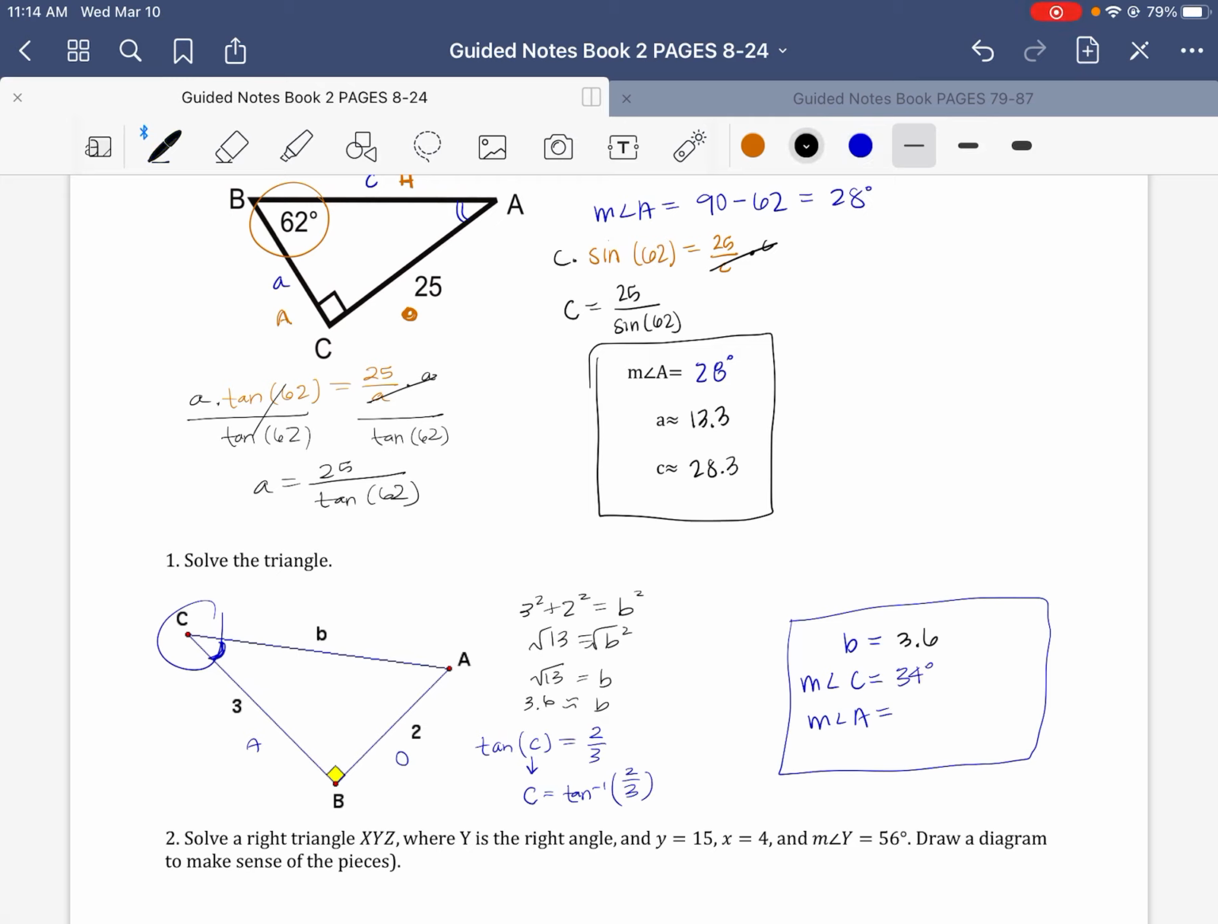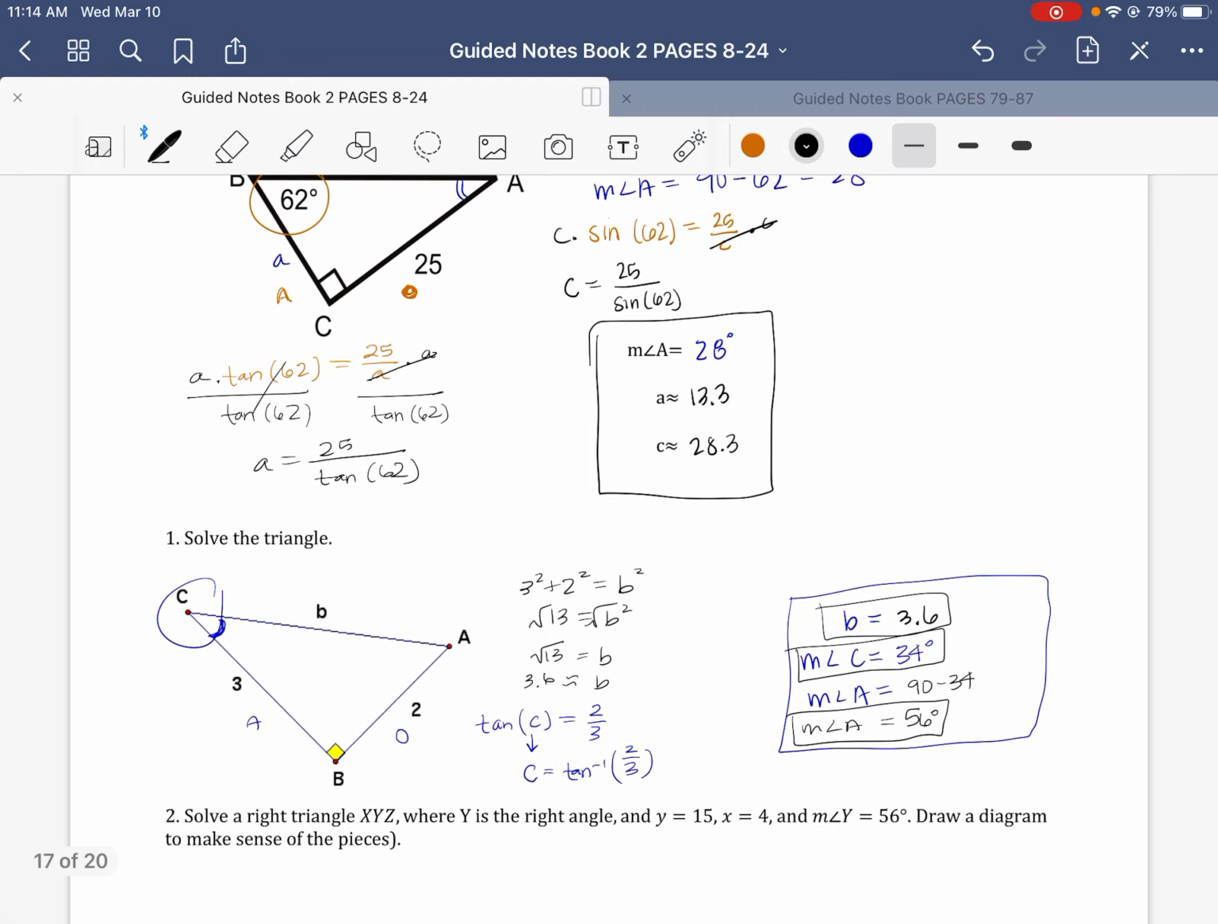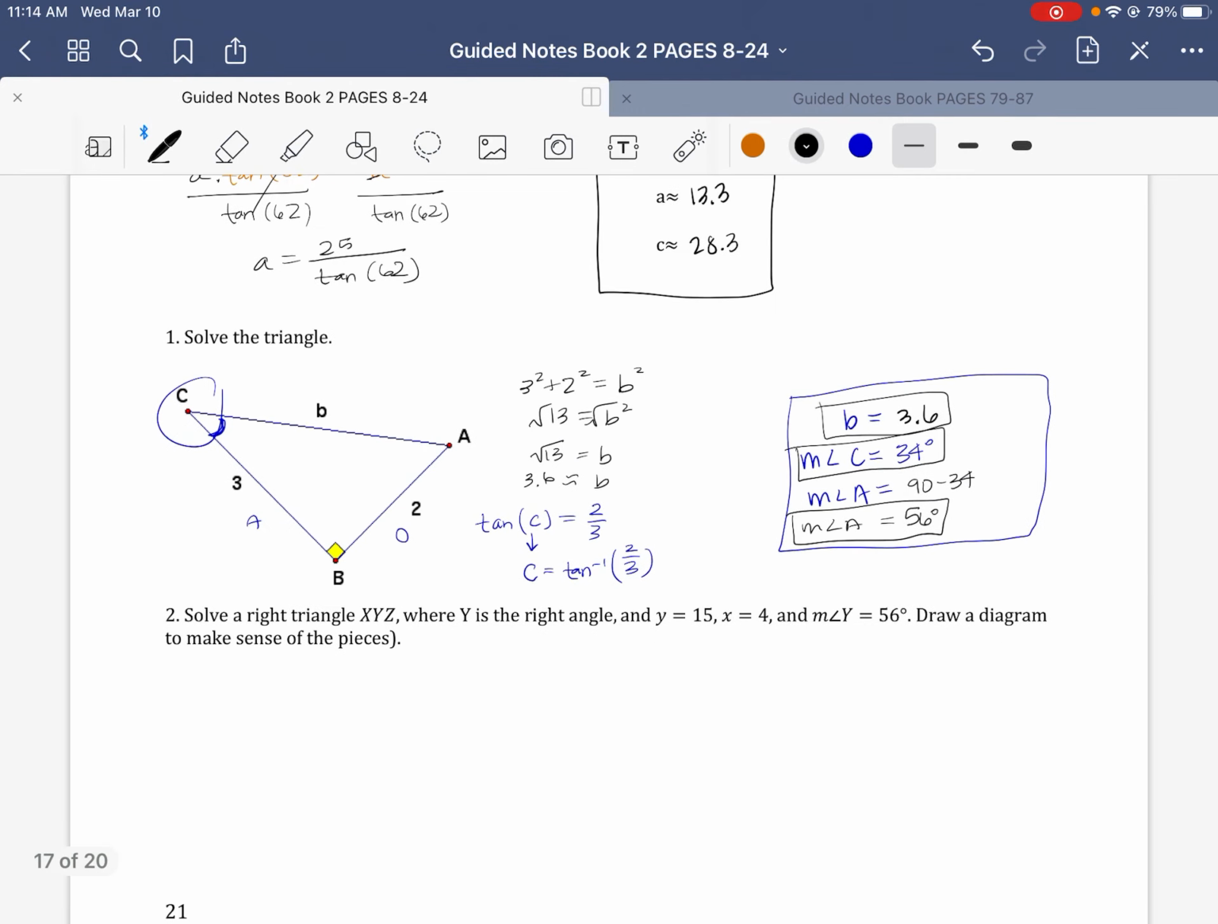And again, if I want to find the other angle, or the measure of angle A, then I would do 90 minus that 34, because they're complementary, and that would leave me with 56 degrees as the measure of angle A. Okay, now I made my answer box look crazy. There we go. All right, what if it gives it to us in words instead of a diagram?